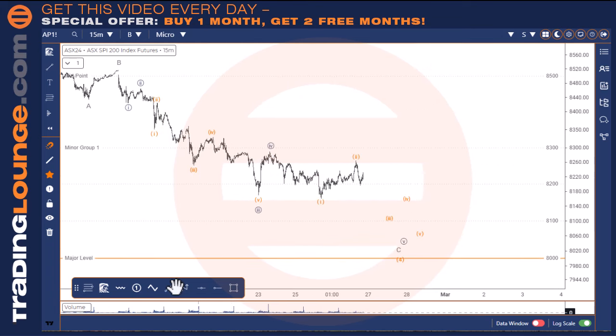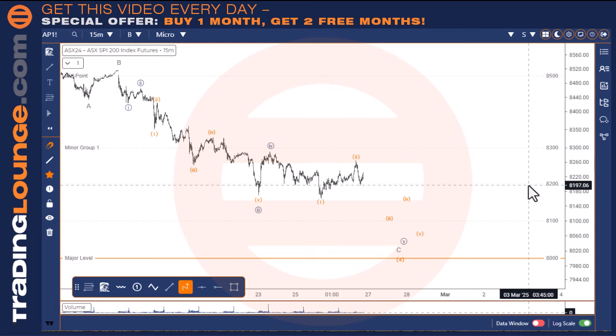I could do that. But what I would like to do is use the trading levels, because this is the top of group 1 here. And like I mentioned yesterday, we've got 8,000 here, which is a major level, then 1, 2, and 3 that make up minor group 1. If we get support on minor group 1 here, then we can look to go long.